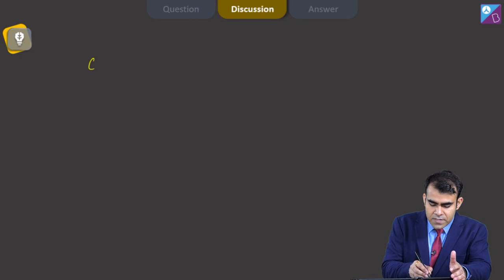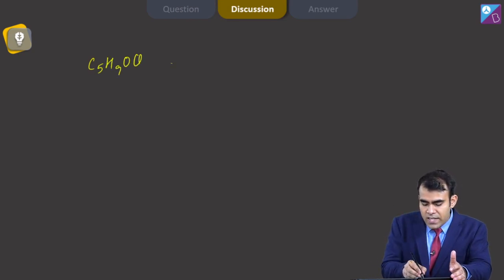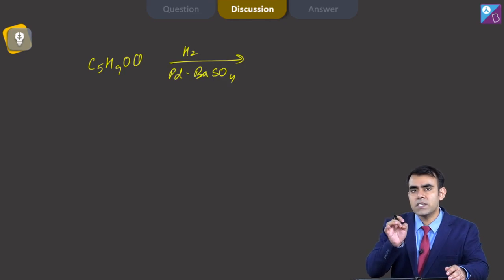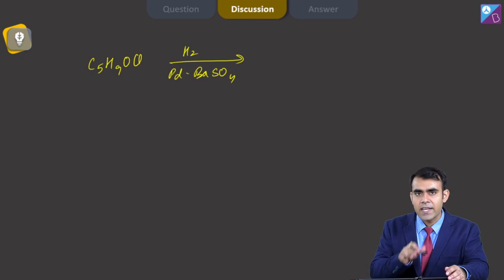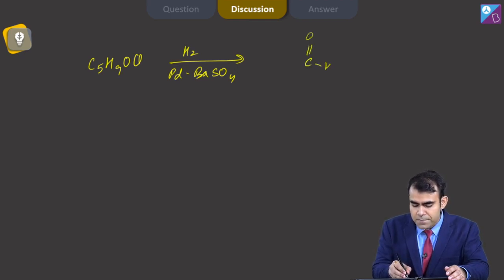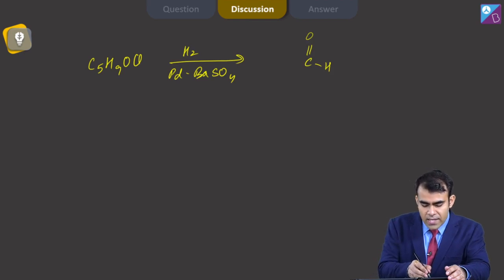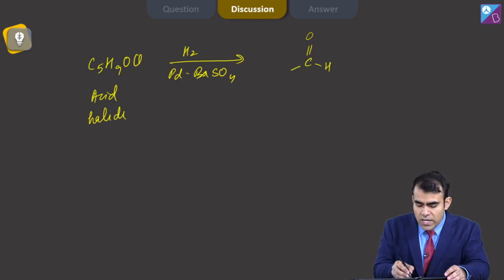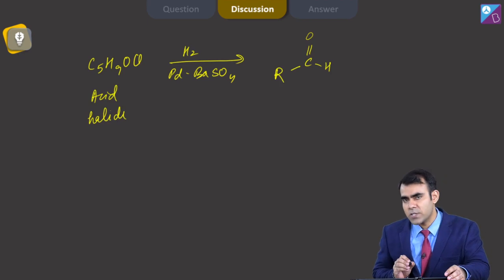So here I have C5H9OCl, and on reacting with S2PDBSO4, it is giving me a compound which gives positive test with 2,4-DNP. It means I am getting an aldehydic group from this. So from here I can say one thing, that this is basically an acid halide which is giving an aldehyde. But now I want to know that to which group it is attached to.